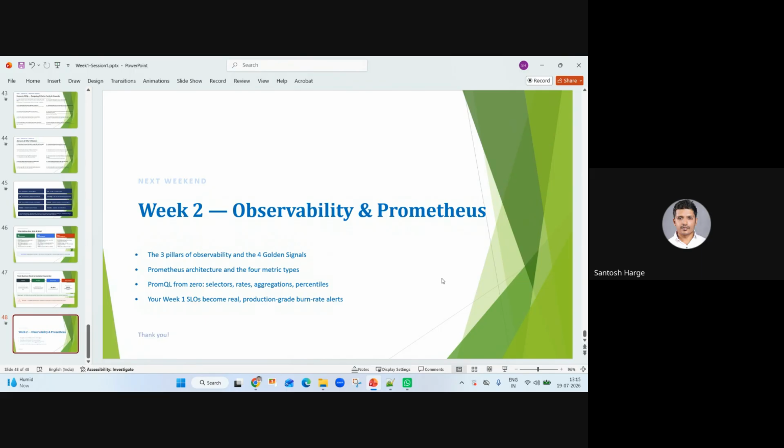Week 2, for the next week, we will be looking into the observability part here, the 3 pillars, mostly logs, metrics, traces. What are these? Yes, Priyanshu, I will be sharing all the PPTs along with the workbook and complete the details that I have. I will be sharing that with you today.